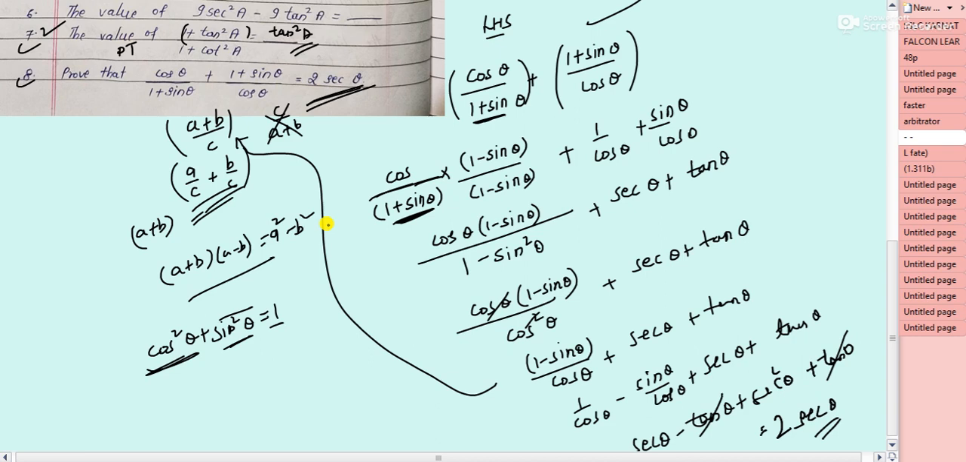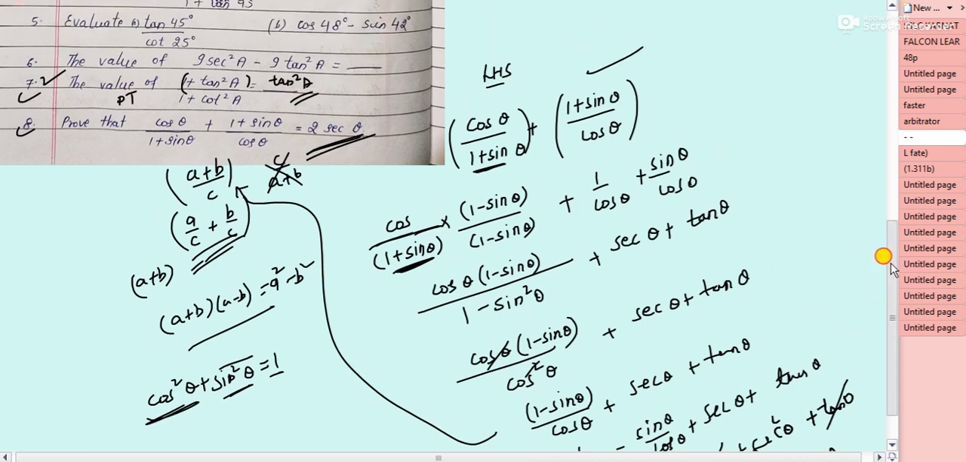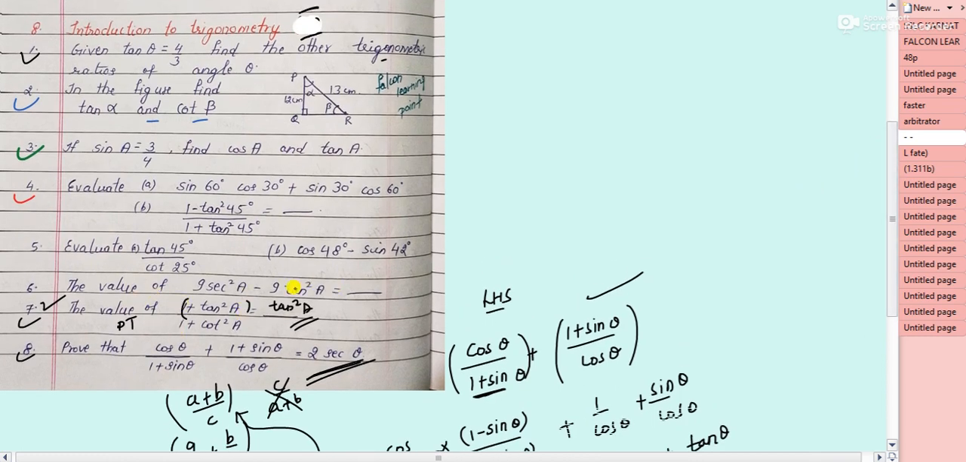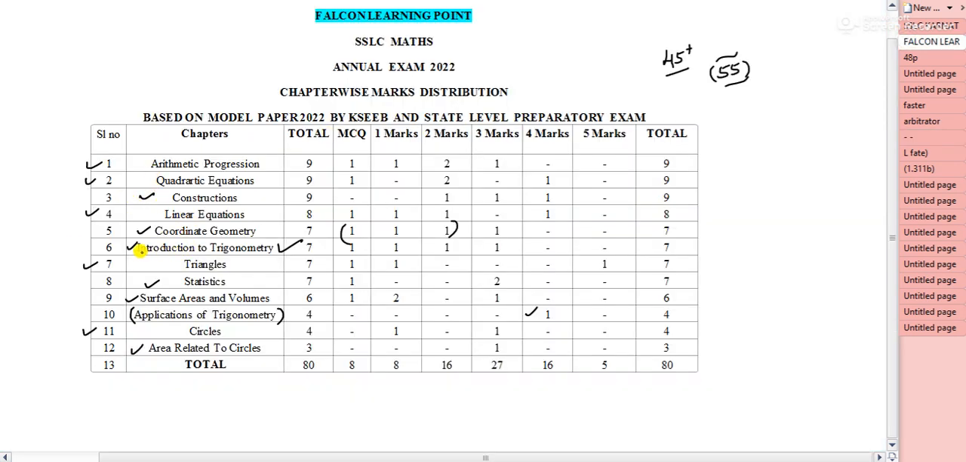I hope you have understood all the types of questions from trigonometry, and just change this question. Okay, this is 65. I have told you while solving this. So that's all for trigonometry. Now we'll see another chapter. So even this is done.